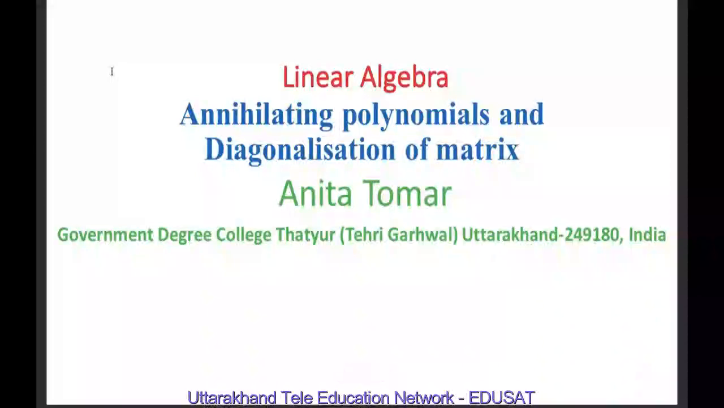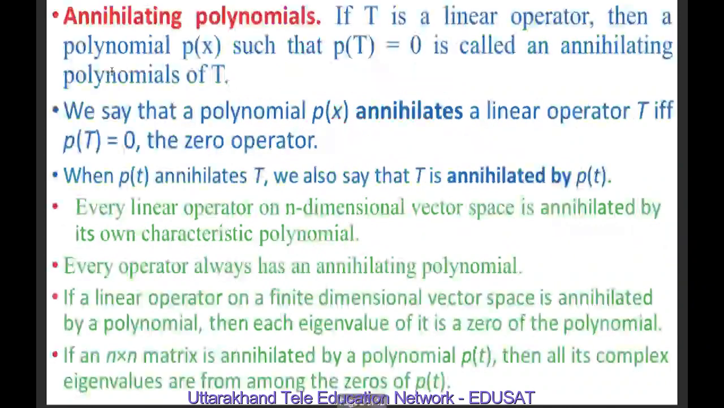Good morning. Today we will study annihilating polynomials and diagonalization of matrix. First of all, annihilating polynomial. If T is a linear operator, then a polynomial p(t) such that p(T) equal to 0 is called an annihilating polynomial of T. We say that a polynomial p(t) annihilates a linear operator T if and only if p(T) equal to 0.